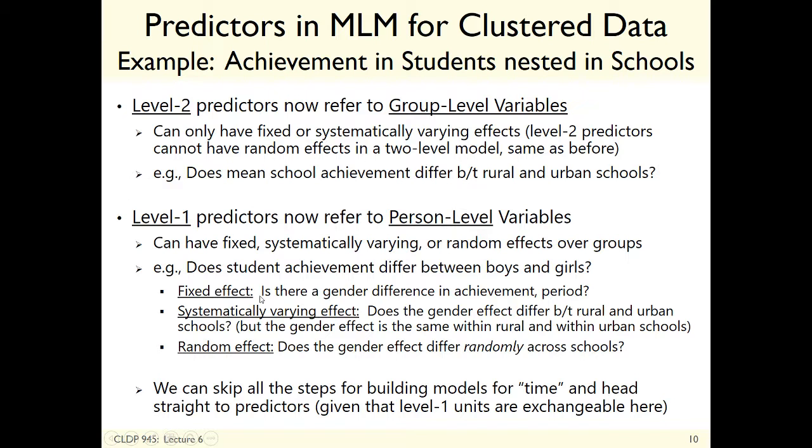So is there a gender gap? Is there one? Yes or no? That's a fixed effect. Does the gender effect differ as a function of school predictors, such as rural versus urban? If so, that might be a systematically varying gender effect. And does each school or group need their own gender effect? That's a random effect. And we can quantify how much group level predictors then reduce that random slope variation.